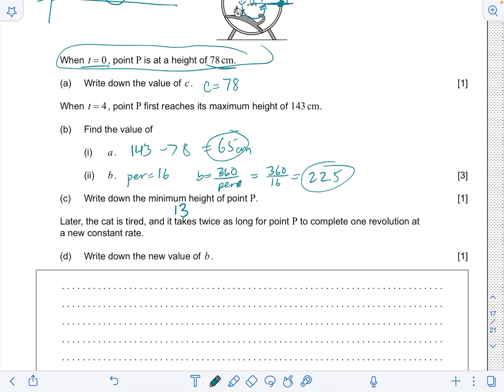And now we are told that the cat is tired and takes twice as long for point P to complete one revolution. So now instead of 16 seconds, he takes 32 seconds. So 360 divided by 32 is 11.25, which is our new B value.